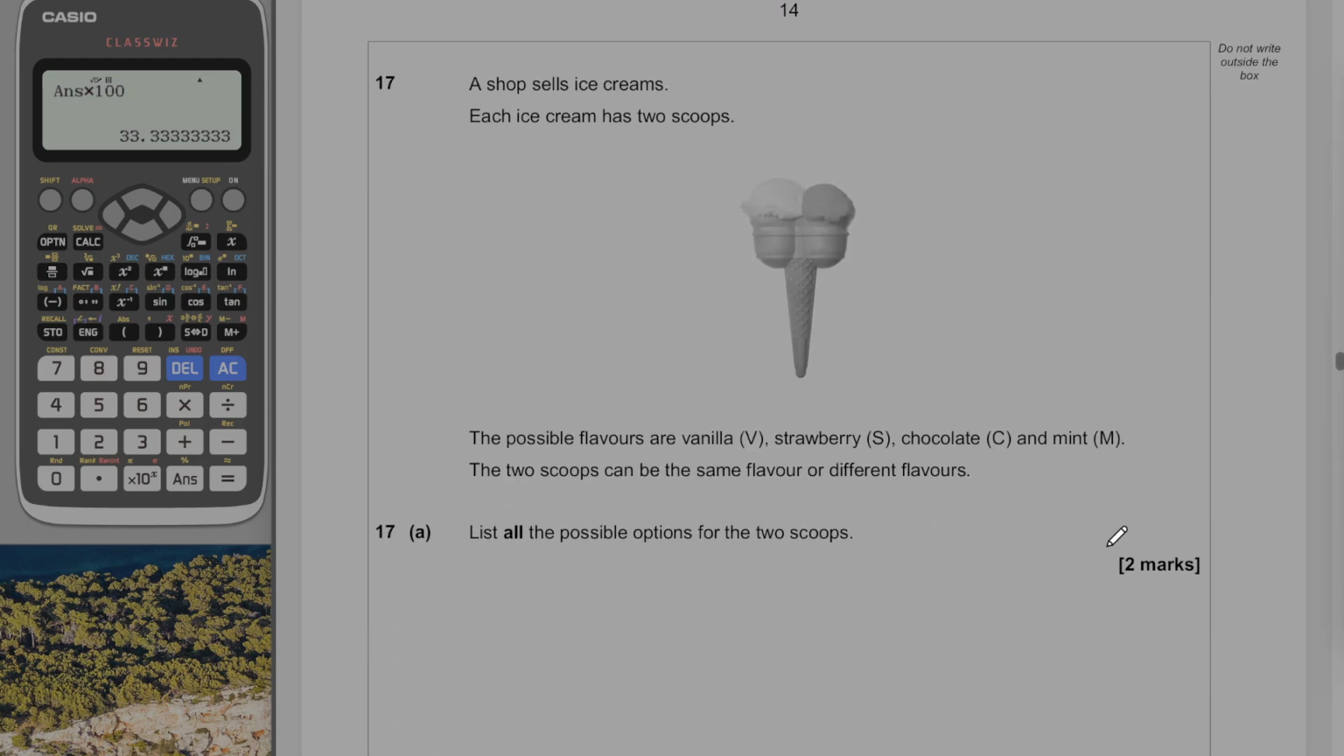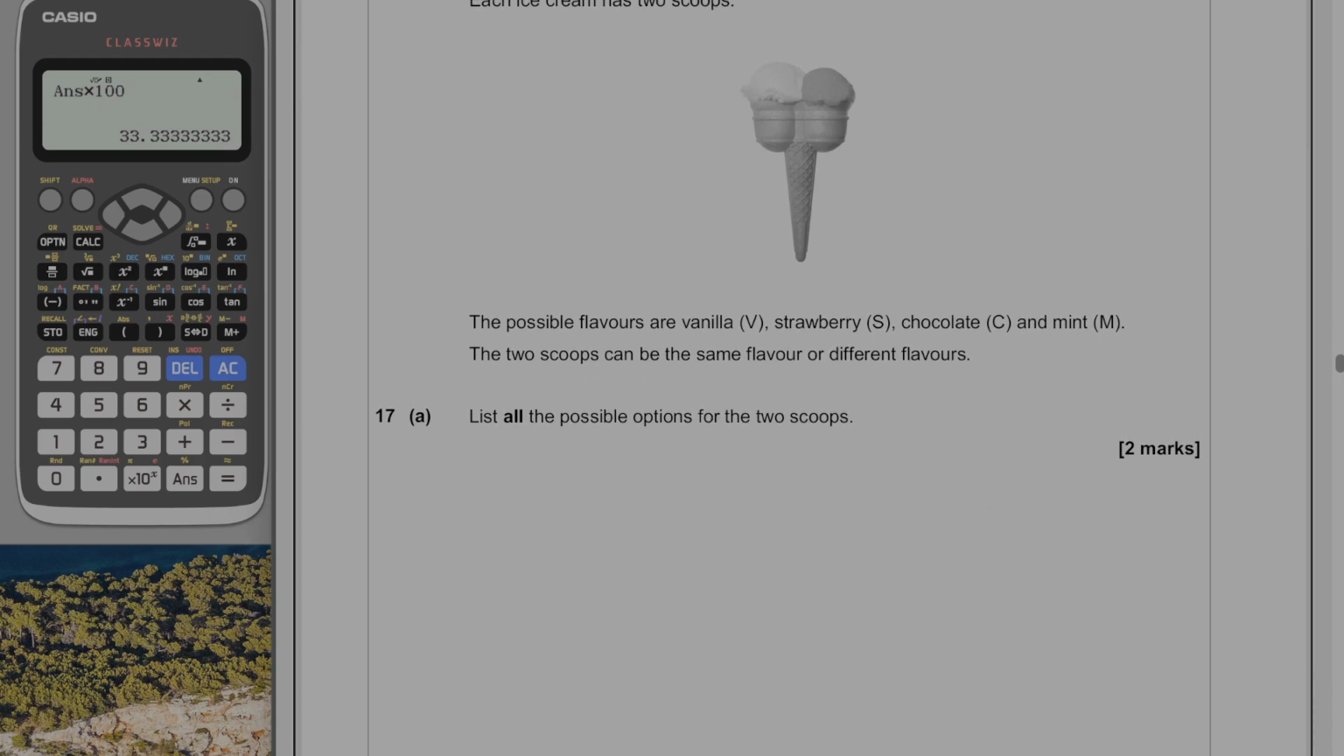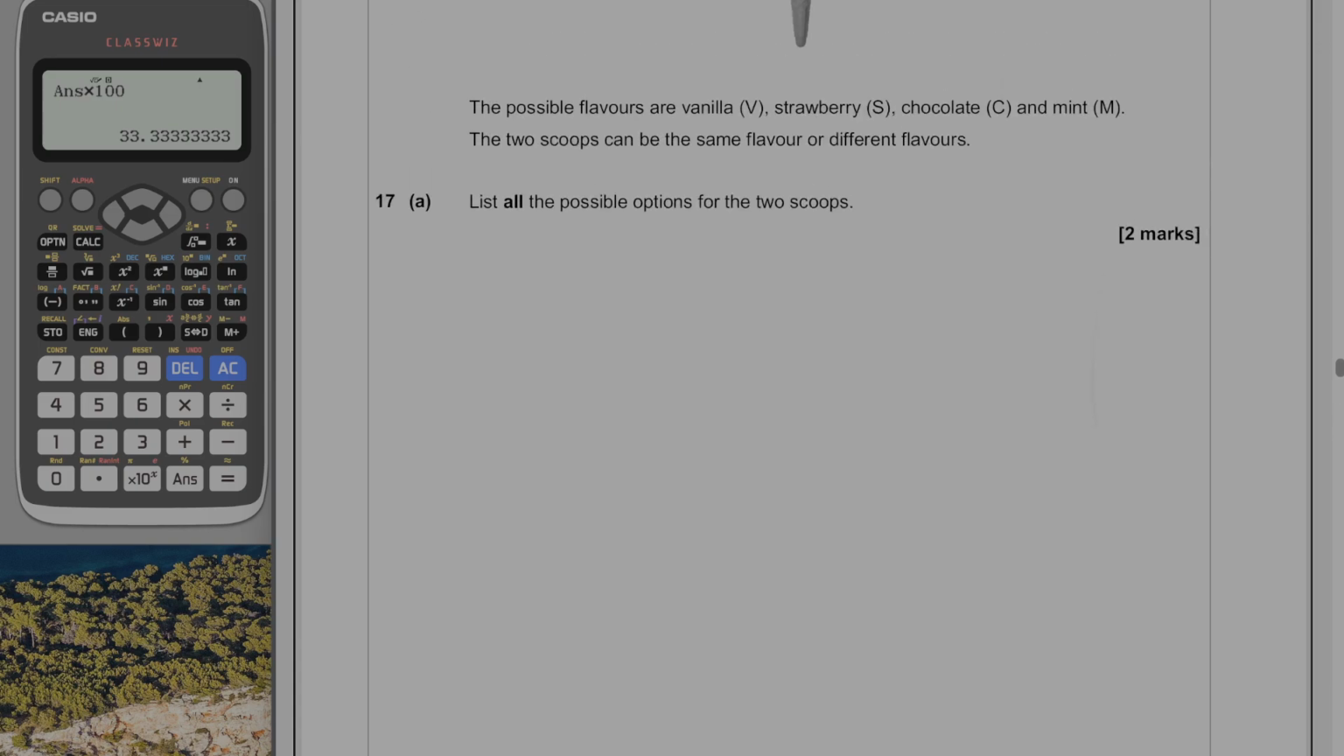Okay, question 17. A shop sells ice cream. Each ice cream has 2 scoops. The possible flavours are vanilla, strawberry, chocolate, and mint. The 2 scoops can be the same flavour or different flavours. List all the possible combinations of the 2 scoops. Are we given particular space to do that?